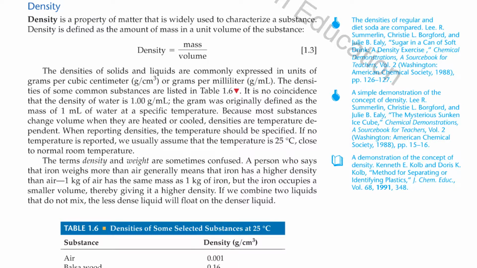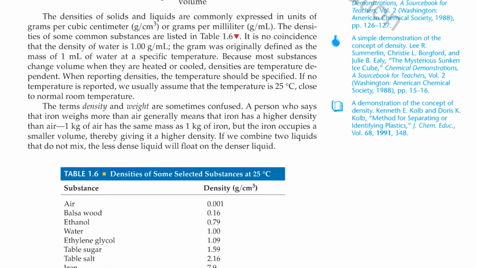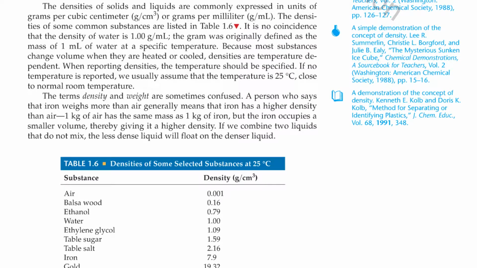Section 1.4, Topic 6, Density. Density is a property of matter that's widely used to characterize a substance. Density is defined as the amount of mass in a unit volume of a substance. Density equals mass divided by volume. The densities of solids and liquids are commonly expressed in units of grams per cubic centimeter or grams per milliliter.